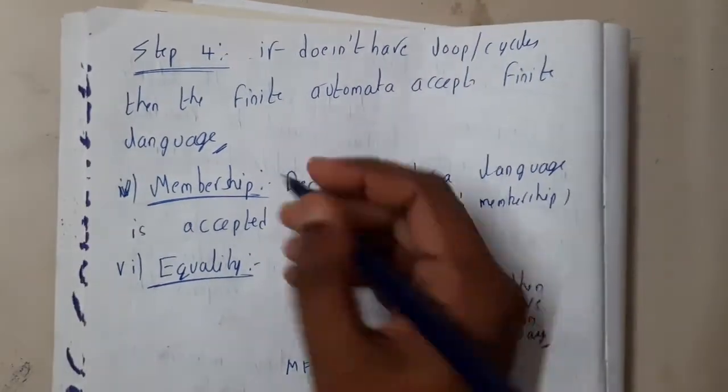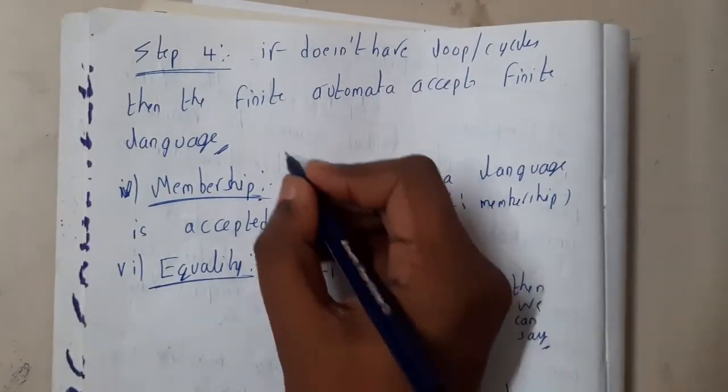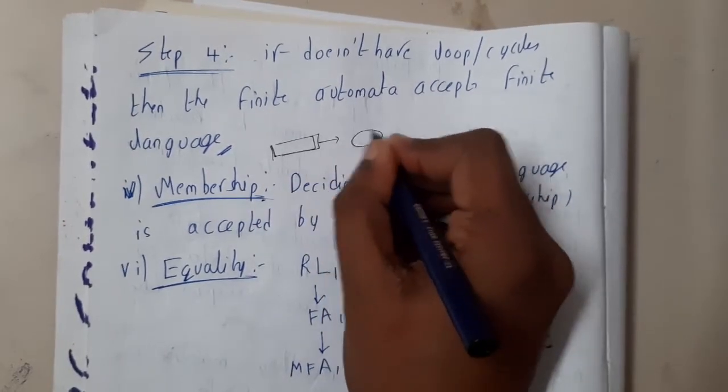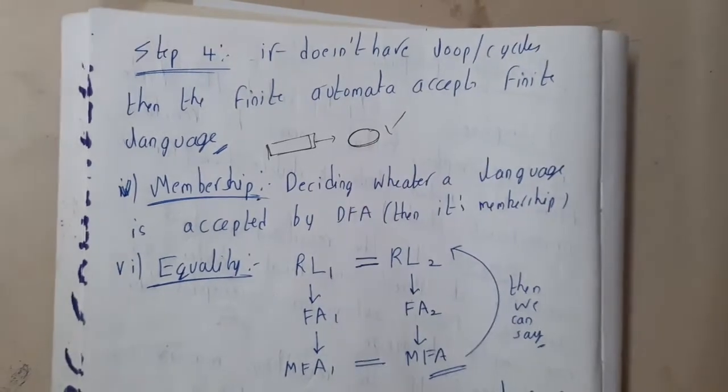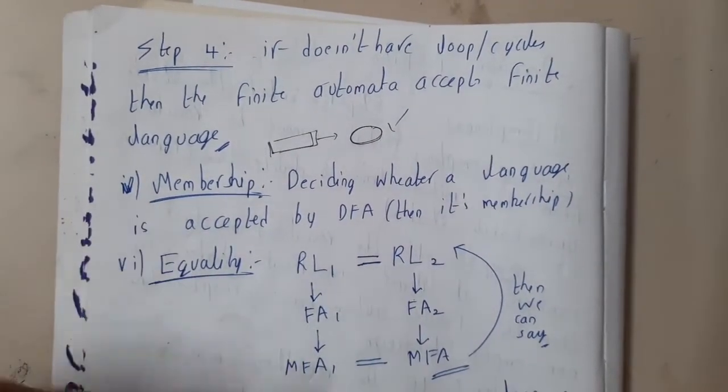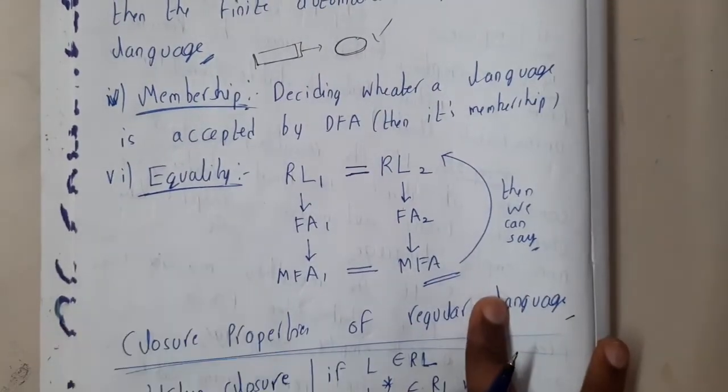Okay, so moving on to membership. In simple words, membership is nothing but acceptance, guys. Given a particular string, can we say that this string is accepted by this machine? Yes. That is possible, and that is the thing which DFAs do, right? Yes. So membership is followed by finite automata.